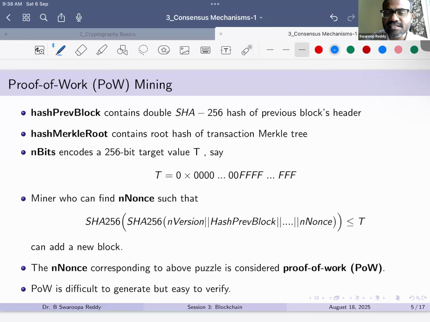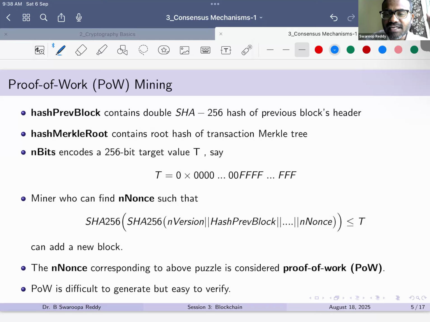What does proof of work mean? Solving this nonce value is called a proof of work. Solving this nonce value for this inequality condition is called the proof of work value. This proof of work is difficult to generate but easy to verify.